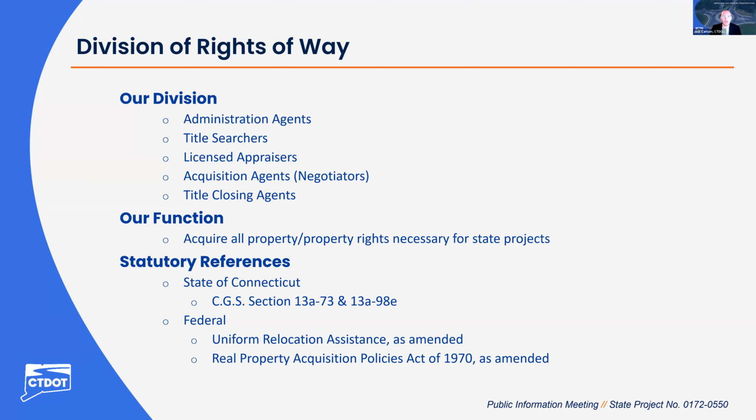So any required property rights will be acquired in accordance with the Connecticut General Statutes, Section 13a-73 and 13a-98e, as well as the Federal Uniform Act. Additionally, the specific right-of-way impacts are still being finalized and may change as the project design progresses. Next slide, please.